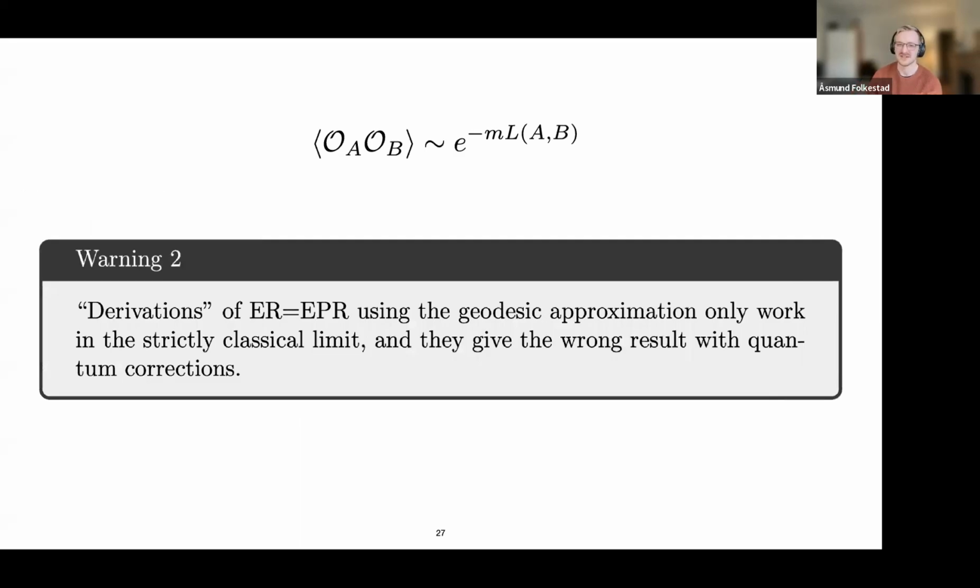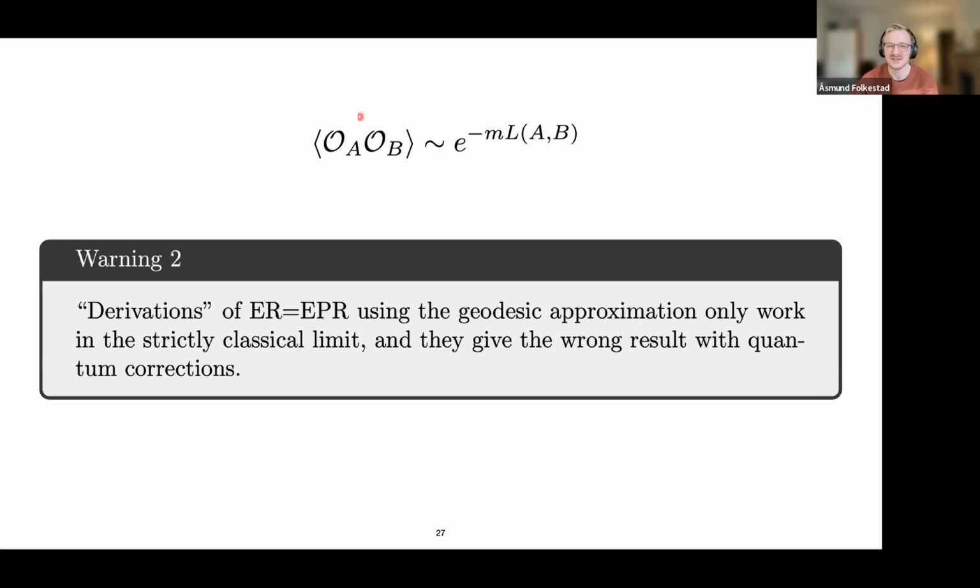Another thing worth noticing is that derivations of ER equals EPR using the geodesic approximation only work in the strictly classical limit, and they give the wrong result with quantum corrections. Often you see something like the two-point function of some operator O_A and operator O_B on the two sides, like heavy scalar primaries, is the exponential of the geodesic distance between the two sides with some prefactor m.